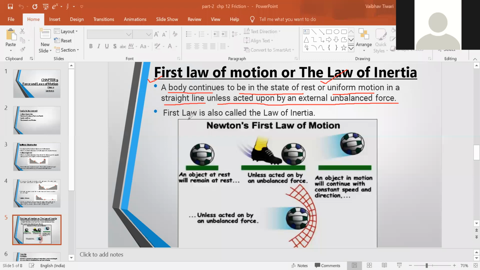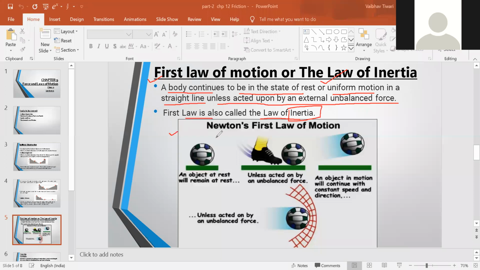Let us see an example. It is very important that the first law is also called the law of inertia. So if the law of inertia is asked, you have to write the same law. And inertia is a new word for you. I think this was explained before, but I will explain it again.